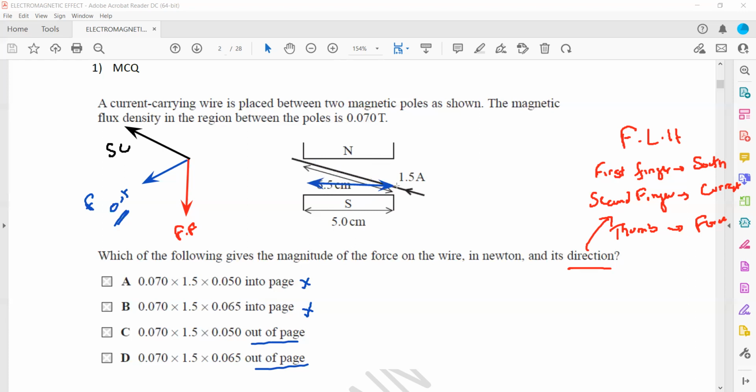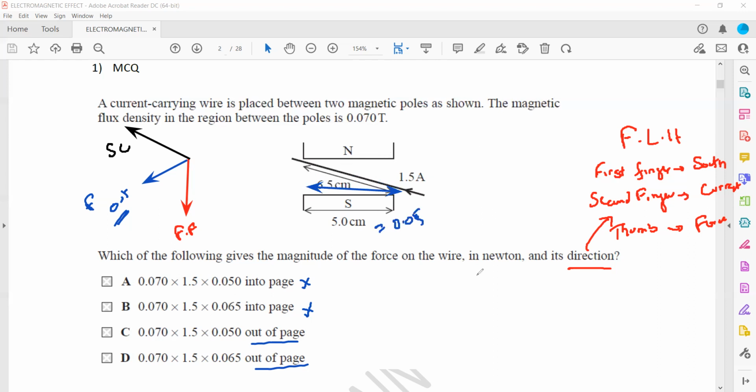We will take a length of 5 centimeter in our calculation, because we always take the length which is perpendicular to the magnetic field. So 6.5 is the total length of the wire, but that's not perpendicular, because if this is 6.5, the magnetic field is not at 90 degrees to it. We want a length which is 90 degrees to the magnetic field. So in that case, this 5 centimeter will be perpendicular, and we convert 5 centimeter into meter, which is 0.05.